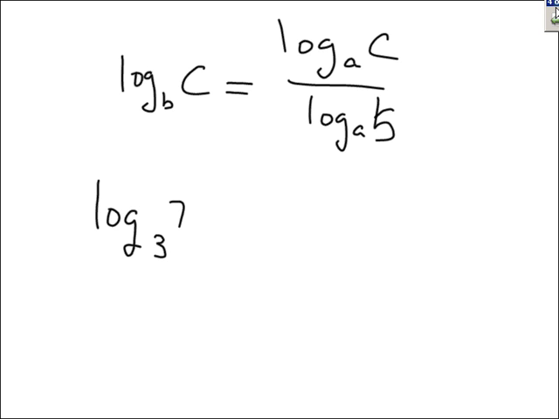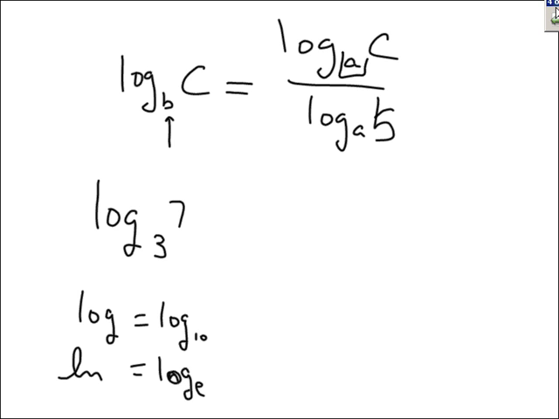Now, on your calculator, you have a log button, which is shorthand for log base 10, and you have an ln button, which is shorthand for log base e. Those are the only two you have. So when you change the base, on the left side is b. On the right side, it's whatever you want.